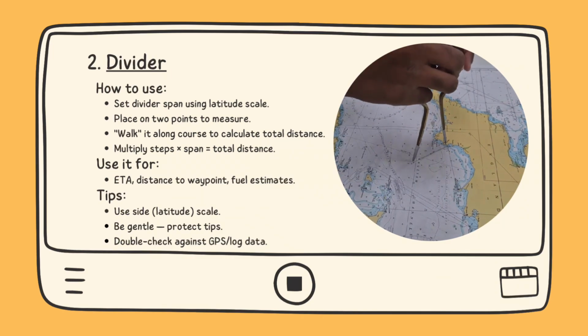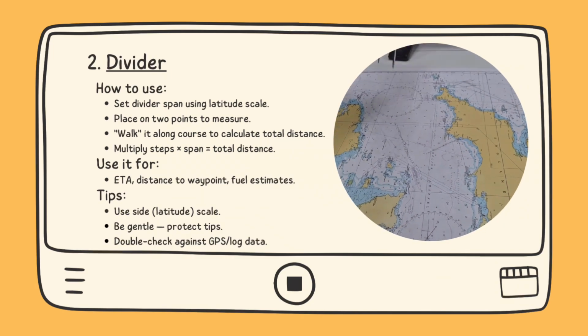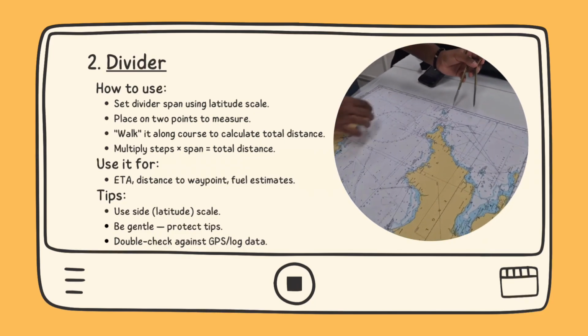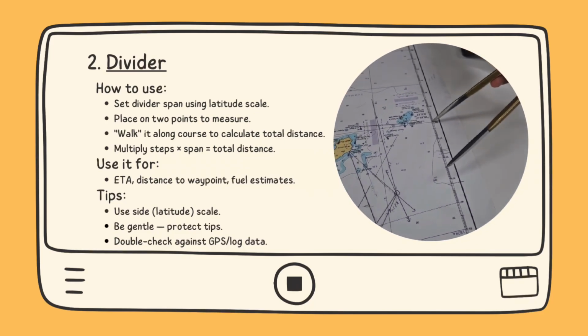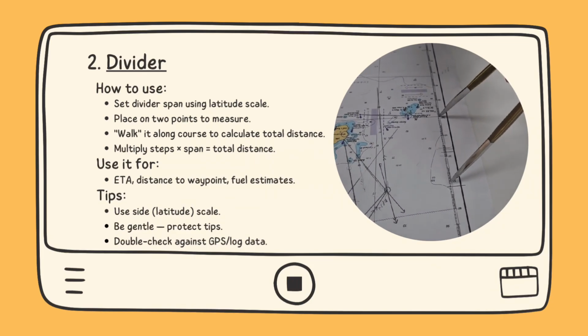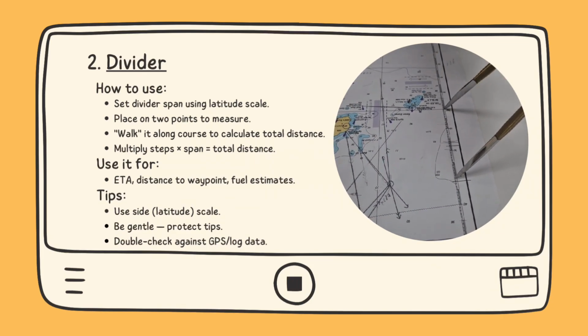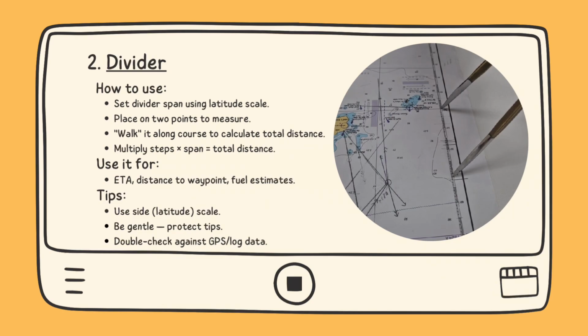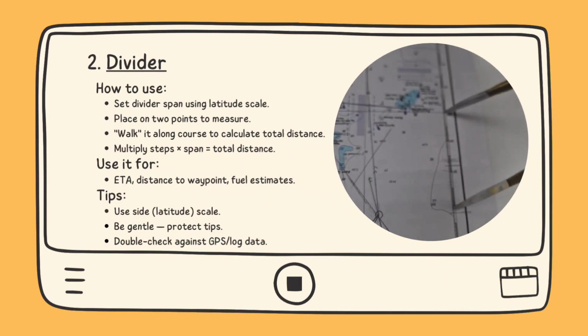Then we measure the distance by using this latitude scale. As we measure, we got 31 nautical miles.